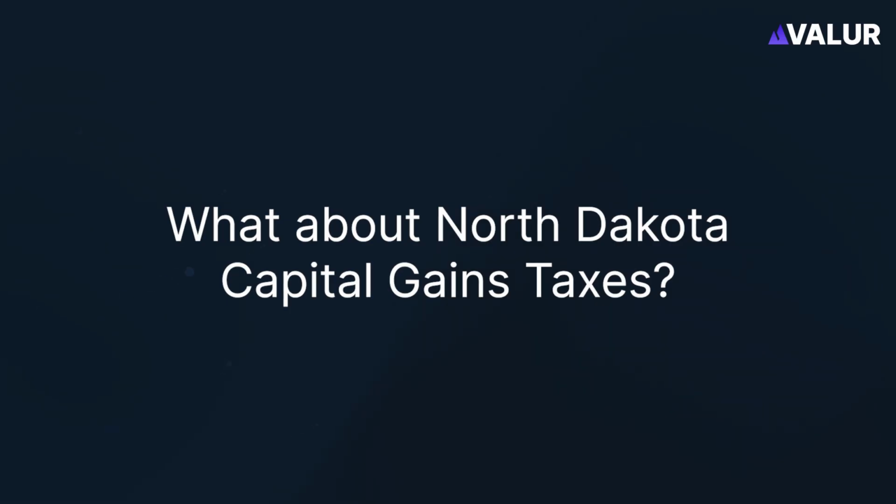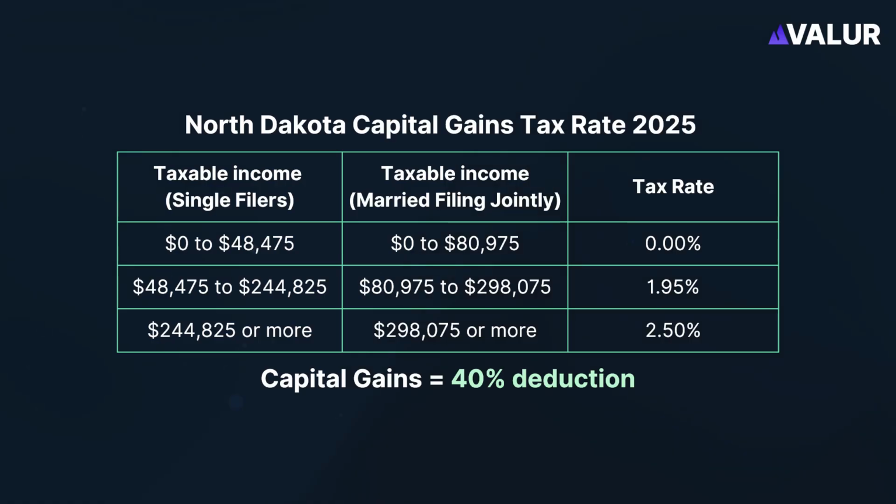What about North Dakota capital gains taxes? Unlike the federal government, North Dakota makes no distinction between short-term and long-term capital gains, or even between capital gains and ordinary income. The capital gains tax is also progressive, meaning the rate of taxation increases as taxable capital gain increases. In 2025, North Dakota taxes capital gains as income, and the tax rates range from 0 to 2.5%. Moreover, North Dakota allows taxpayers to deduct 40% of their long-term capital gains income.